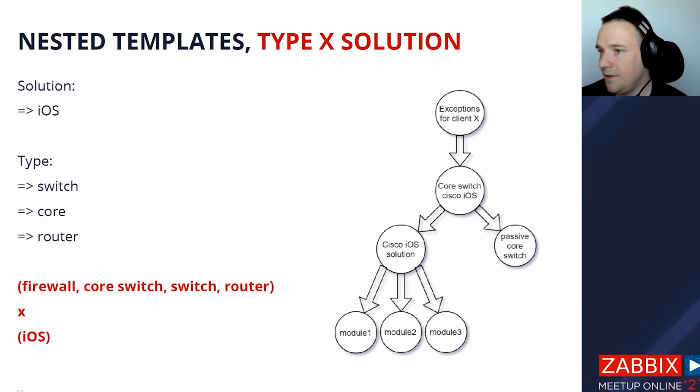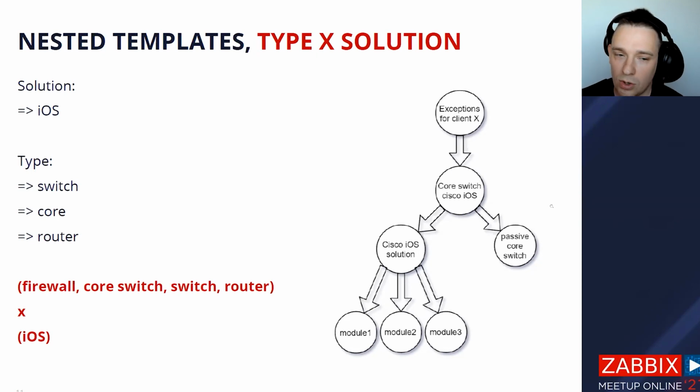For example, if one client says, I want a very specific threshold for all my switches, or for all my core switches, then we open one template, adjust the threshold in one place, and that's it. And if we don't have 4 layers, then we need to use mass update.